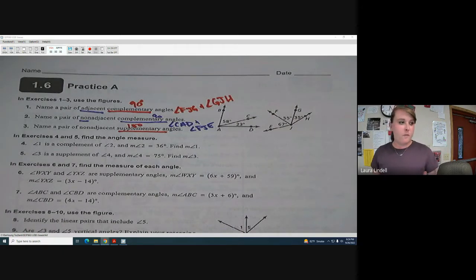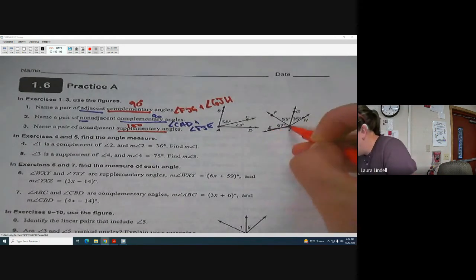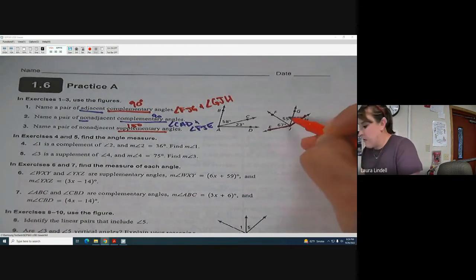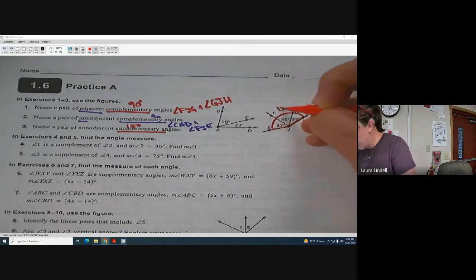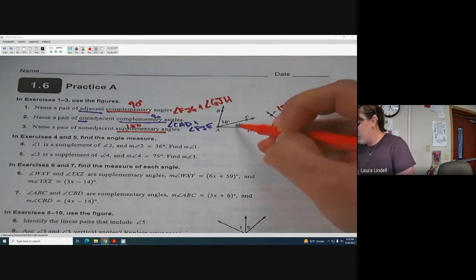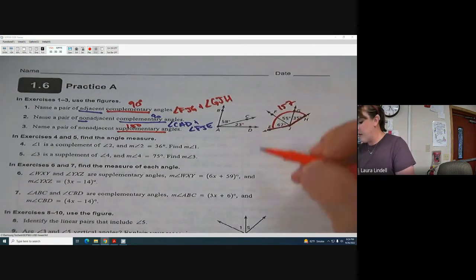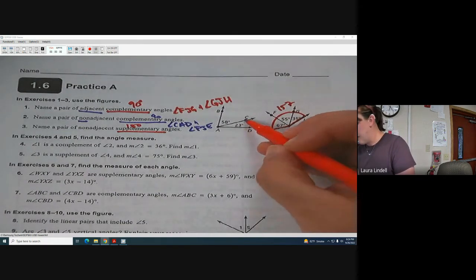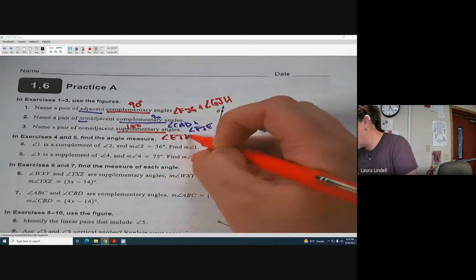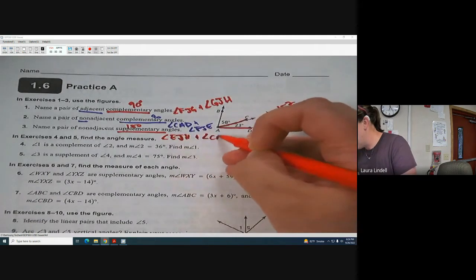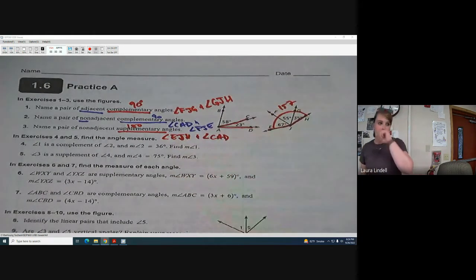Okay, hopefully you paused the video for a second and tried it. The two that I found were angle EJH, because all together, if you add this one up, that was 67, 55, and 35 all together, this one is 157. And this one over here, 23, if I add that to 157, we should get 180. So angle CAD will be my other one that goes with it. So angle EJH and angle CAD are going to be my non-adjacent supplementary angles.